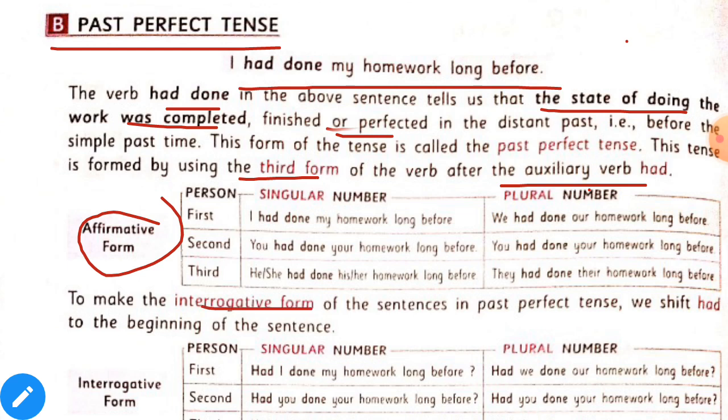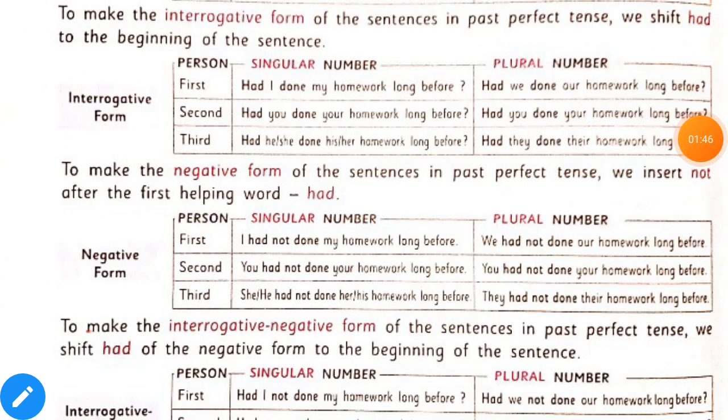To make the interrogative form of the sentences in past perfect tense, we shift had to the beginning of the sentence. Okay? First of all, we will have to use had, then subject, then third form, then object. Like that, I had done my homework long before. To make the interrogative form of the sentence in past perfect tense, we shift had to the beginning of the sentence. Okay?